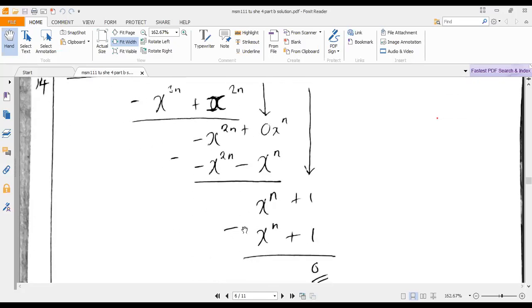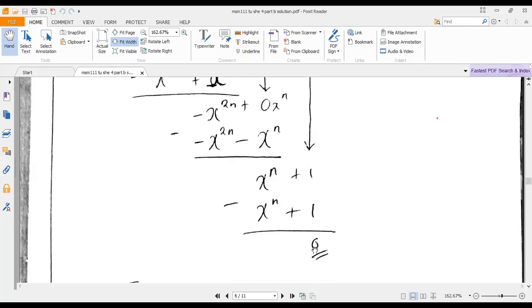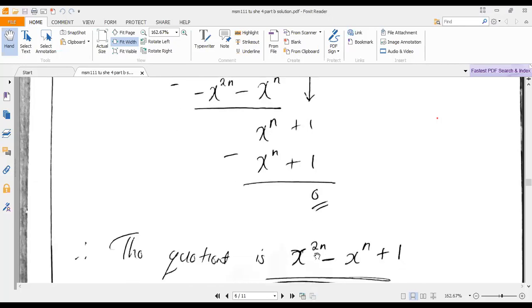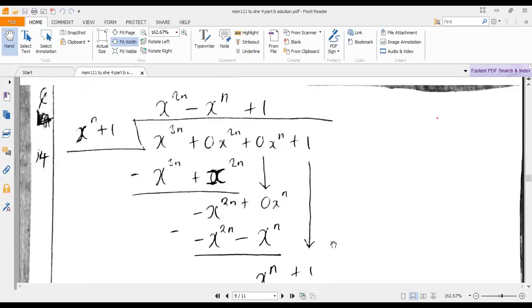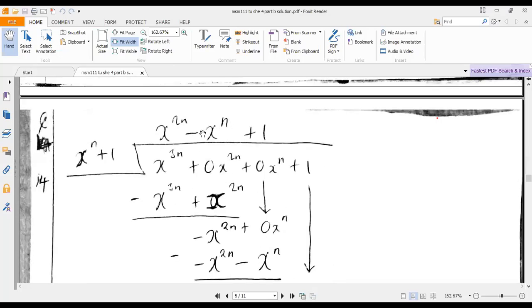You subtract. So you have noticed that this guy will give us a 0 and that guy will give us a 0. So you know that our remainder here is 0 and the quotient is x to the power 2n minus x to the power n plus 1. This one on top here, that will be our quotient. That's how you solve that question. Then you get your full marks. Are we all clear?